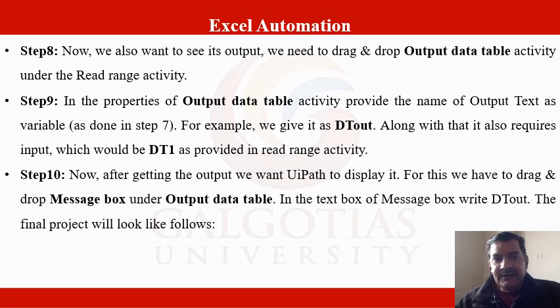Step 9 is, in the property of the output data table activity, provide the name of the output variable, as we have done in step 7. What we did in step 7 was create the output variable within the read range activity. Now in this step, in the property of the output data table activity, you provide the output variable that you created in step 7.